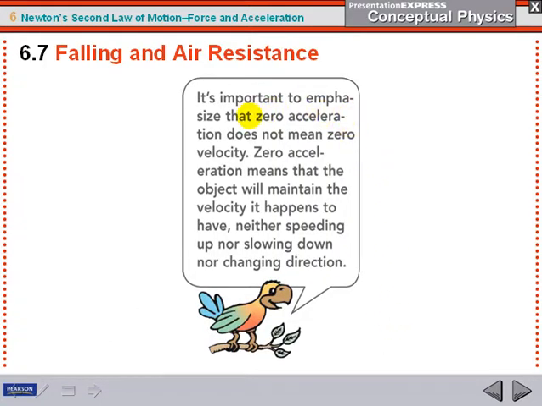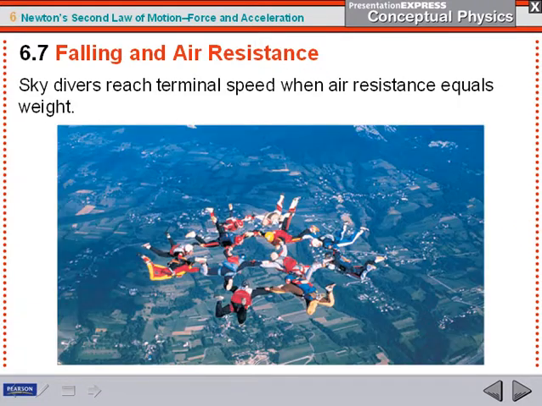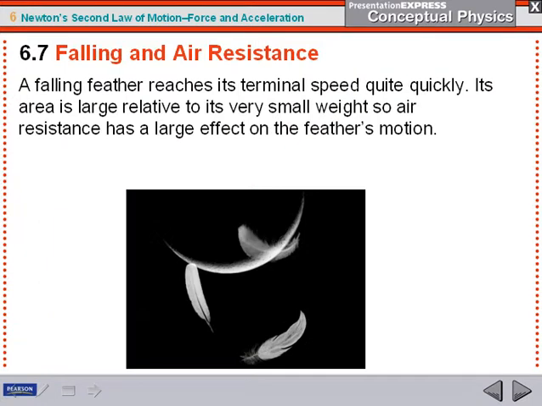So here we're talking about zero acceleration, and we're not talking about zero velocity. In other words, an object that has zero acceleration on it is still moving. It's neither speeding up nor slowing down, but it still has a velocity. So once again, to reiterate that, skydivers reach their terminal speed when air resistance equals their weight.